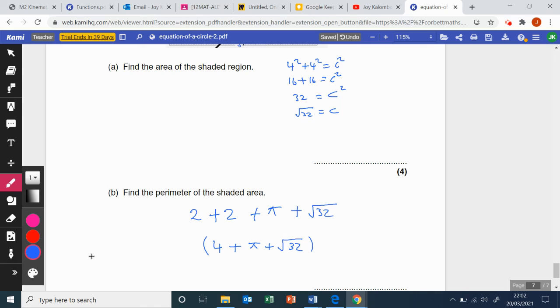There we go, guys. Next, we're going to start looking at questions with circles where the center is not at 0, 0. So stay tuned.